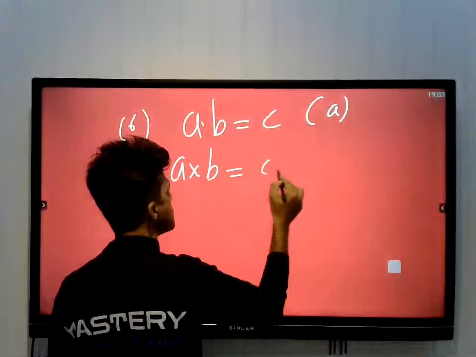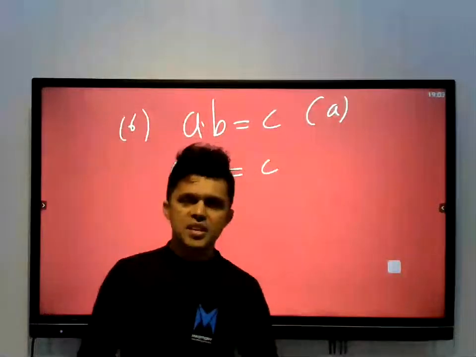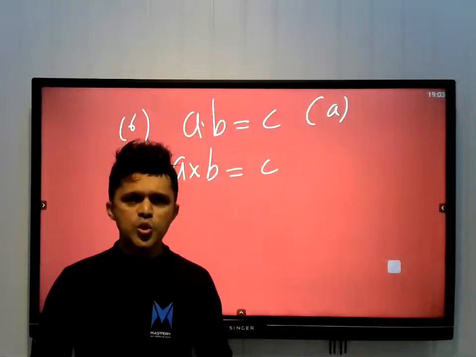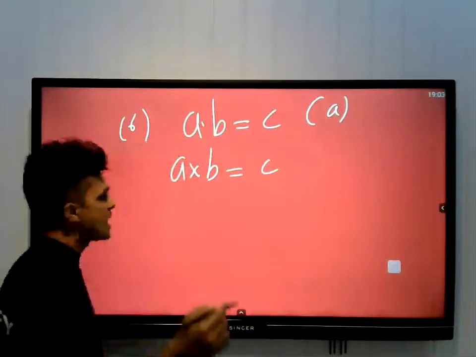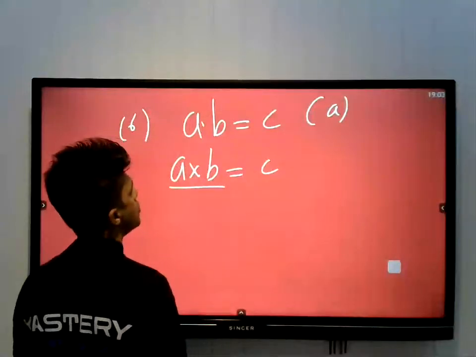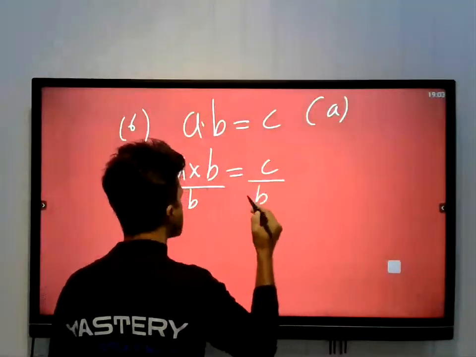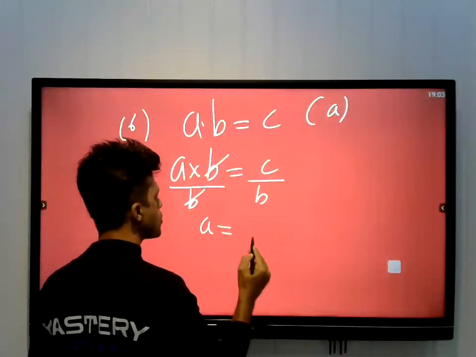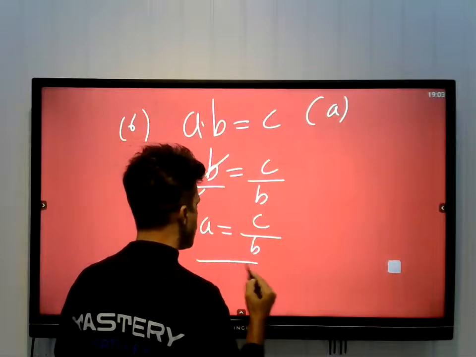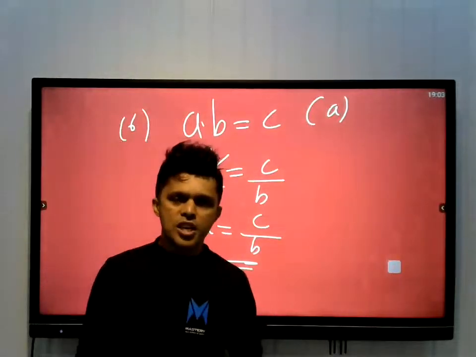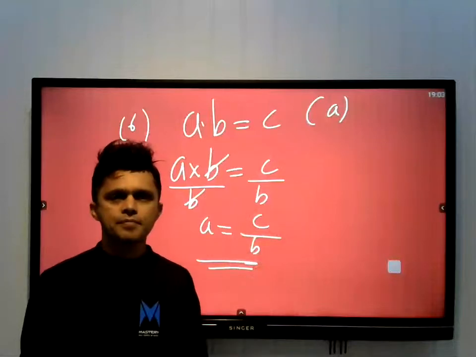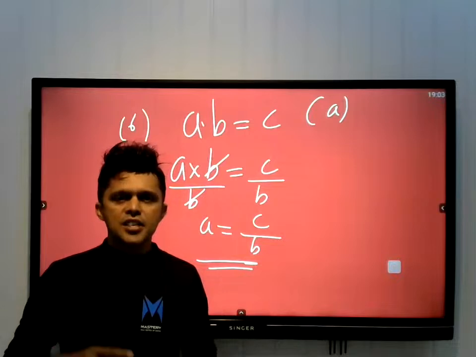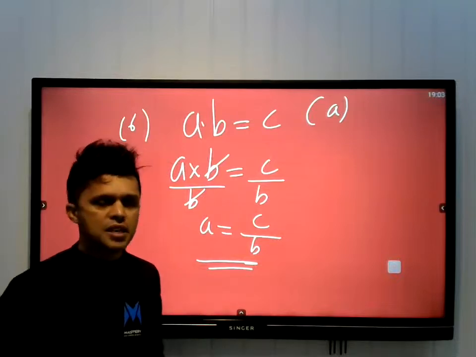A into B equals C. When it comes to the previous question, I told you that if it is having multiplication, you need to divide. So what you have to do here is divide both sides by B. B and B can be cancelled out. A equals C over B. Now we have written the term A as the subject of this formula. So when it is multiplied, you can divide.